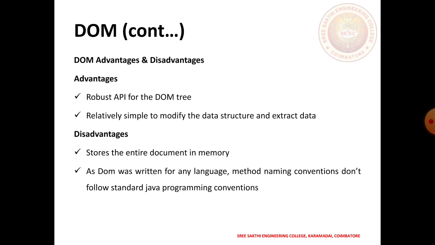The advantages and disadvantages of DOM are: the advantage is that it is robust, and it can modify the data structure and extract the data easily. The disadvantage is that it stores the entire document in memory, and it can be written in any programming language. There is no proper naming convention followed in the Java programming convention.